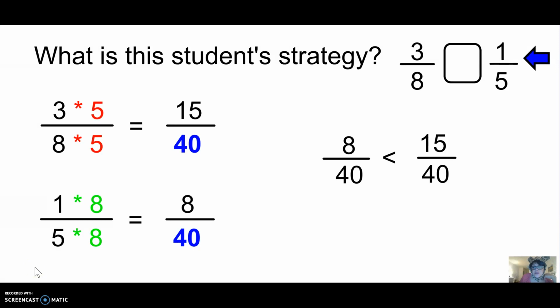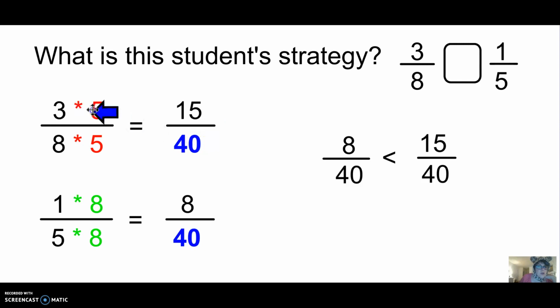So let's look at some student strategies. What did this student do? Comparing 3/8 to 1/5. Take a look at this student's work. What was this student doing, and why? Remember our fraction rule that we came up with for making equivalent fractions? By multiplying the numerator and the denominator by the same number, we can come up with an equivalent fraction.